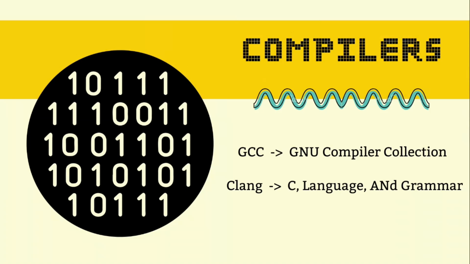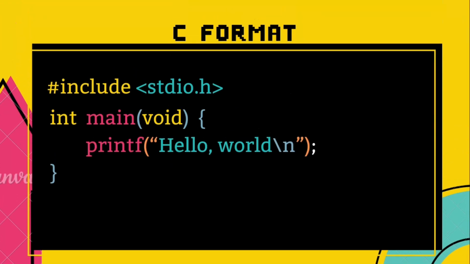A C program needs to be compiled, unlike other programming languages like Python, which is interpreted rather than being compiled. There are various compilers you can select from, but the most important ones are GCC and Clang. GCC stands for GNU Compiler Collection and Clang stands for C Language and Grammar. You can download and install these compilers from their websites. Make sure to follow all the steps mentioned on the website to install the compilers correctly. Now we are all done with setting up an environment for the C programming language.